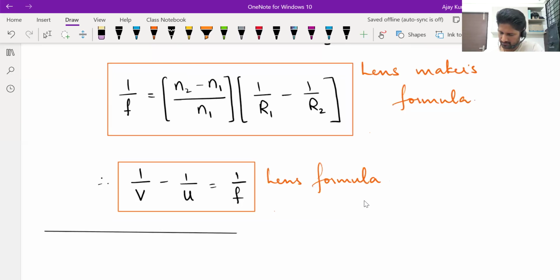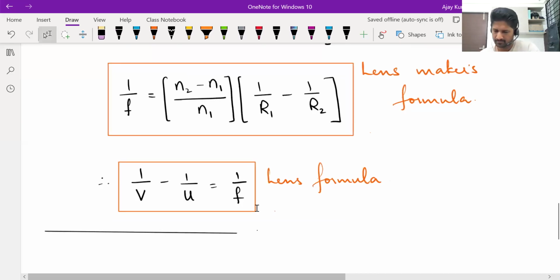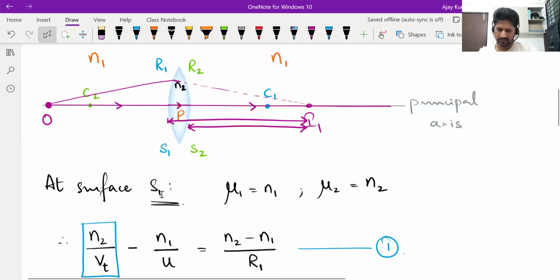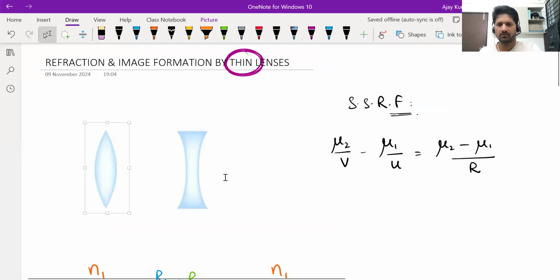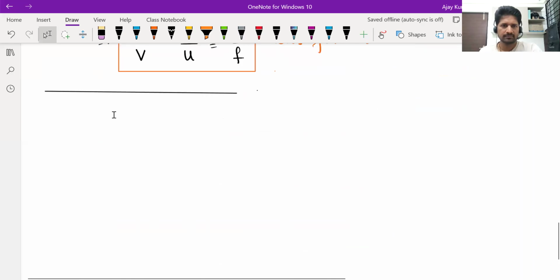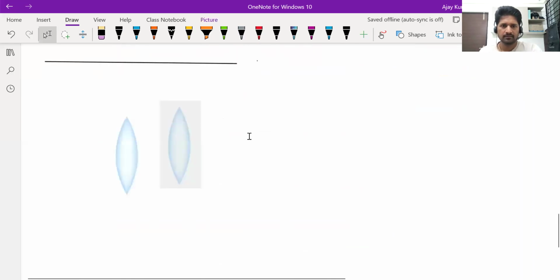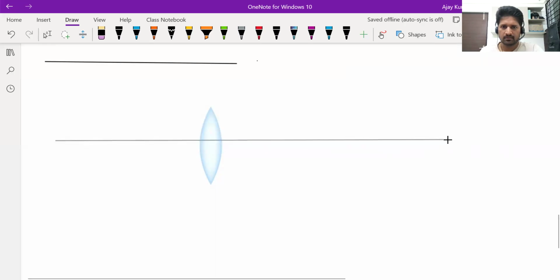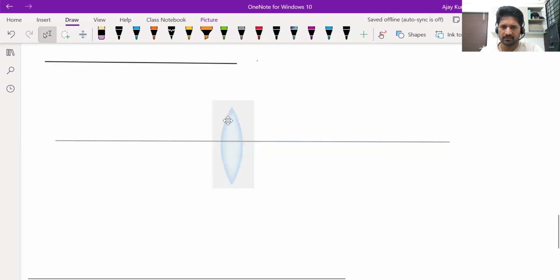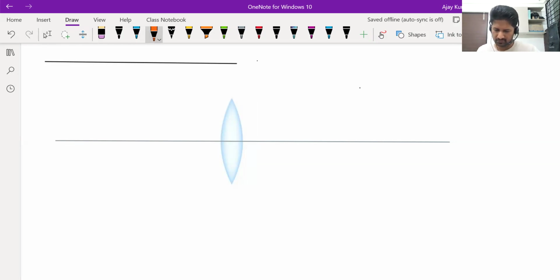Let's solve some problems based on this. Let's consider this lens itself. Basically, we'll develop a proper understanding of image formation by lenses. Let's assume light is incident from the left side. If light is incident from the left side, the left surface becomes the first surface and the right surface is the second surface. You can take some incident rays like this. Let's say they are incident parallel to the principal axis.